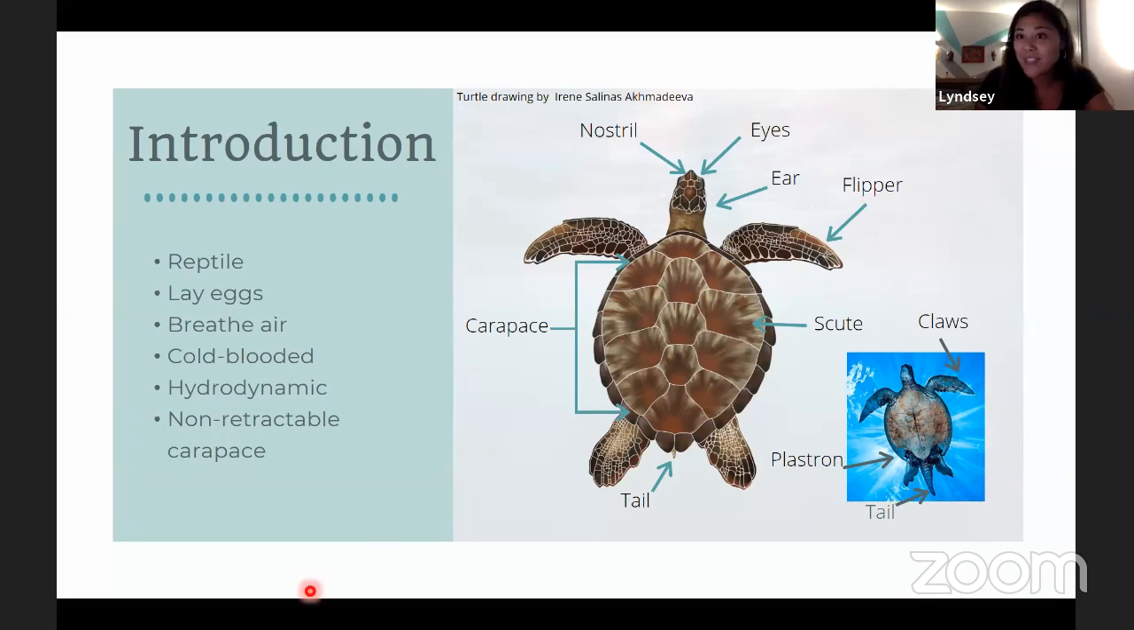The fact that they breathe air actually makes them vulnerable to a few things. The first is boat strikes. Because they're coming to the air so often, they're at that air-water interface, so it's pretty easy for them to get struck by a boat. And because their lungs are right underneath their carapace, it's pretty easy for those to get punctured by the motor of the boat, which is pretty unfortunate.